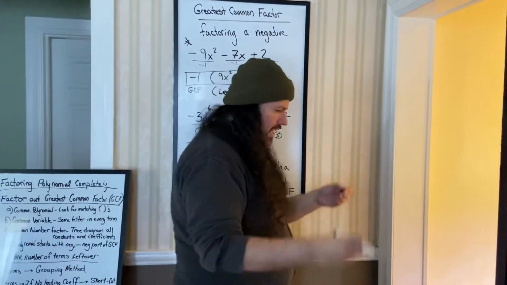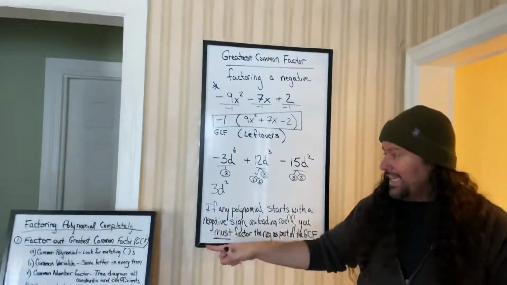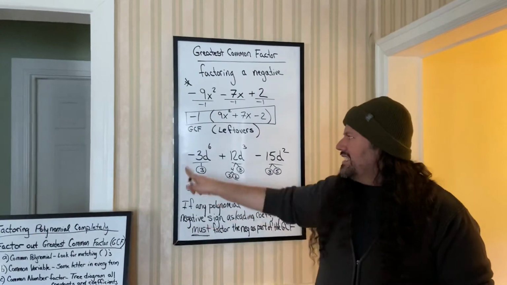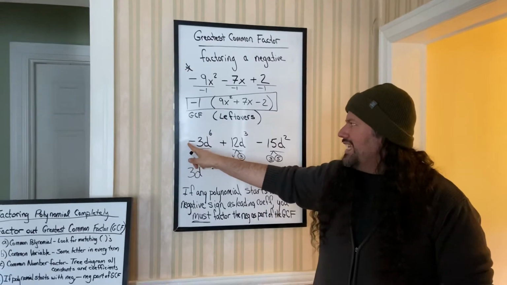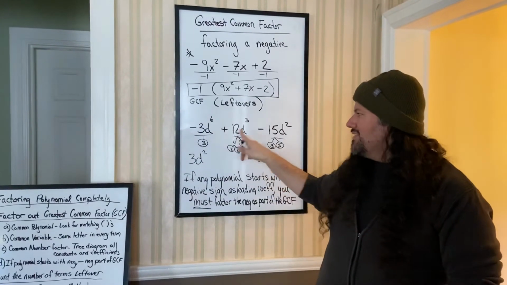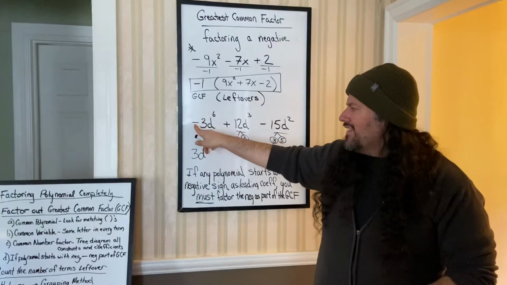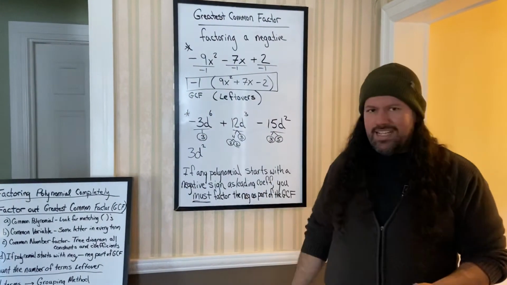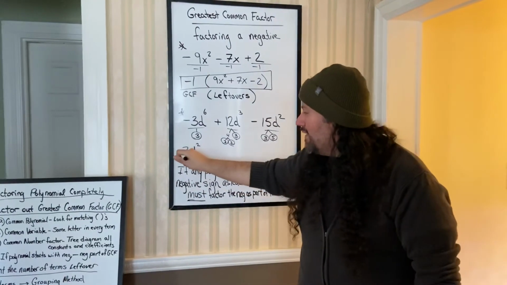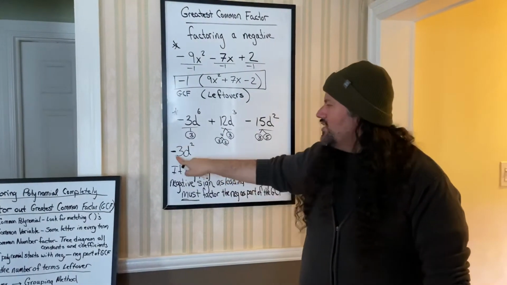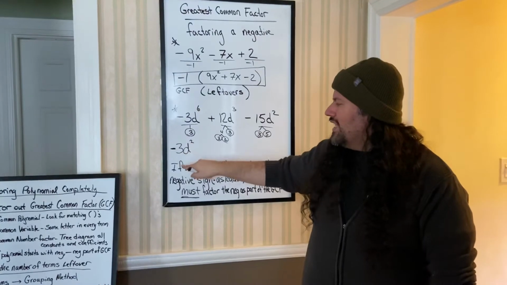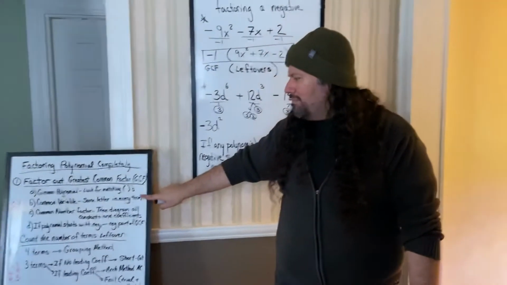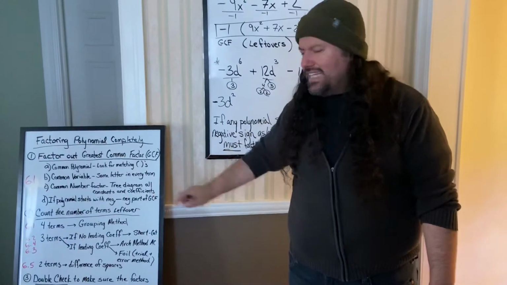So remember, you have to look for not only A, B, C, but now finally D. Does this start with a negative sign? I don't care about this or this. Does the leading term, leading coefficient, start with a negative? If it does, you must make it part of the GCF. So our GCF is not only d squared, but the 3 and the negative. So here we found B, C, and D.